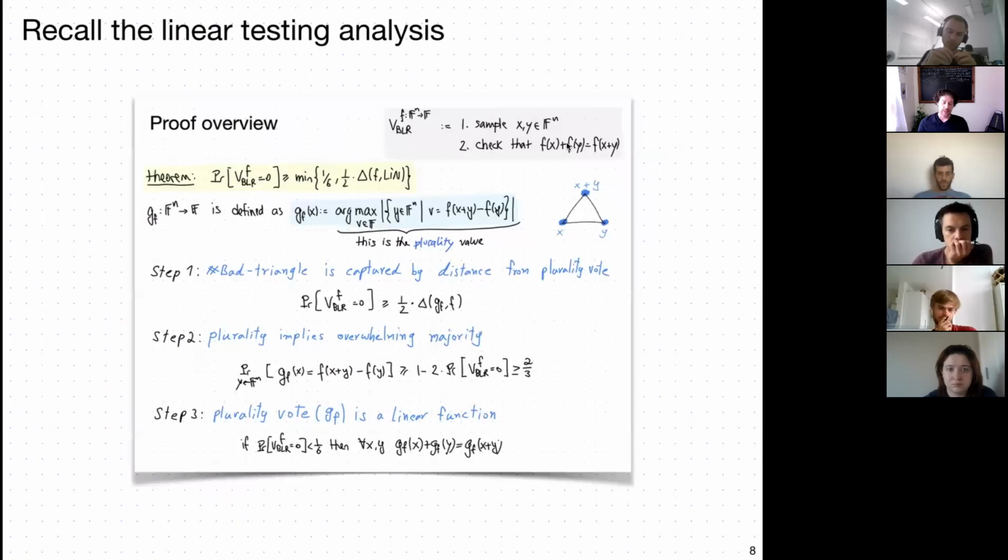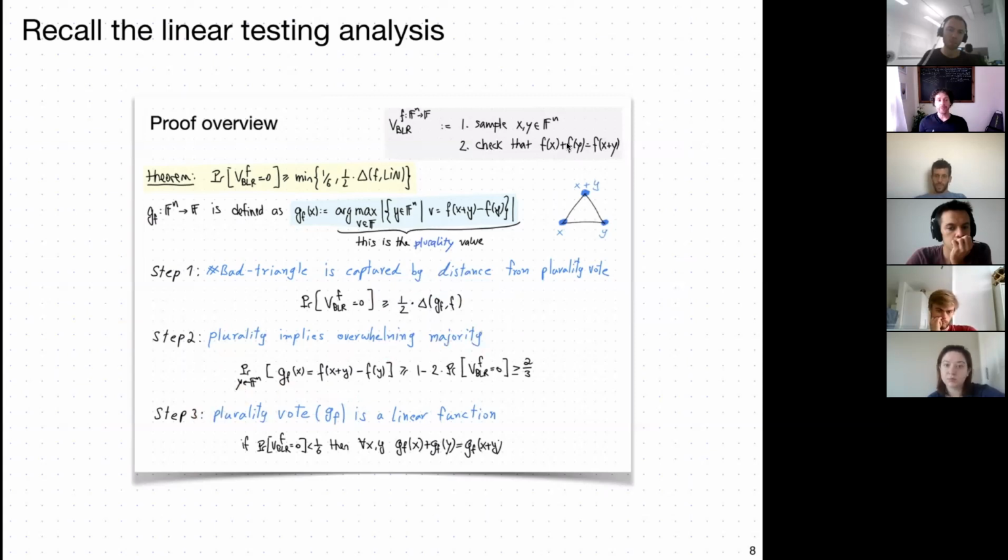So let me quickly remind you what happened in the linearity setting, because we'll have the exact same 3 claims. We wanted to prove this theorem. We started by saying that the number of bad triangles, the number of violated local constraints, is close to one particular function, which is the local correction of the linear function. Then we showed that the local correction, this plurality vote, is actually an overwhelming majority. And lastly, we saw that the plurality vote is actually a linear function.